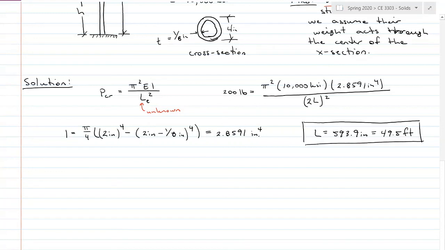Now, if you're plugging this into your calculator and you're not getting my answers, okay, this is in kilopounds and this is in pounds. So don't forget to multiply by 1,000 pounds per kilopound. And now all of my numbers are in pounds and inches. And that's where you'll get the 593.9.